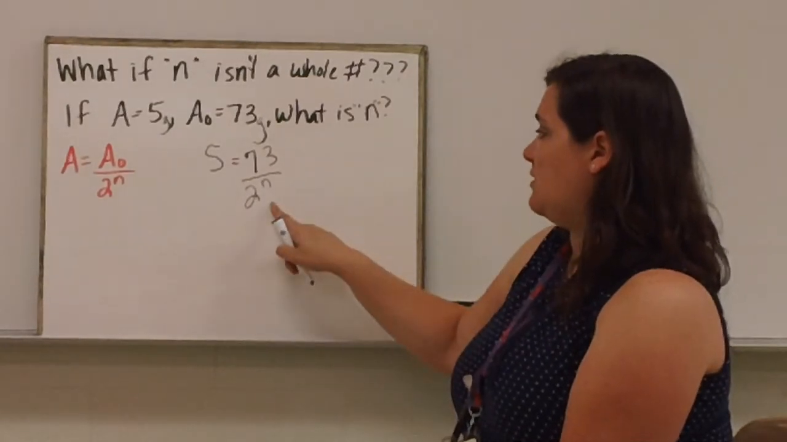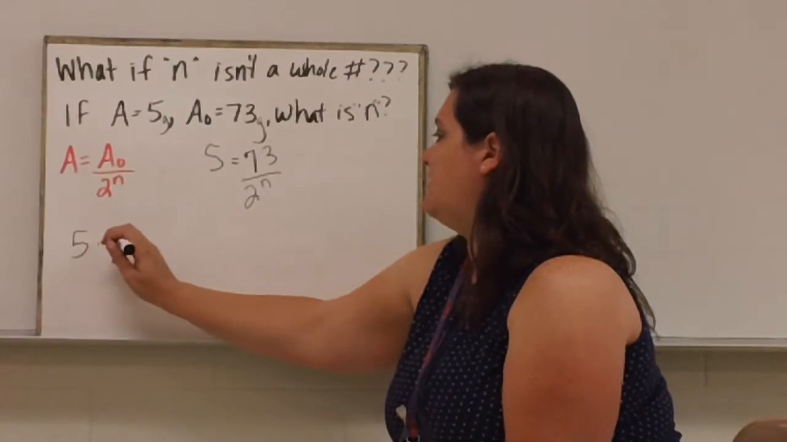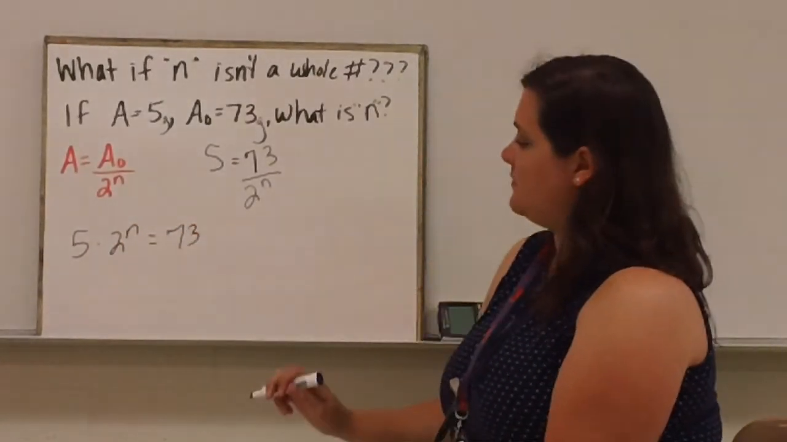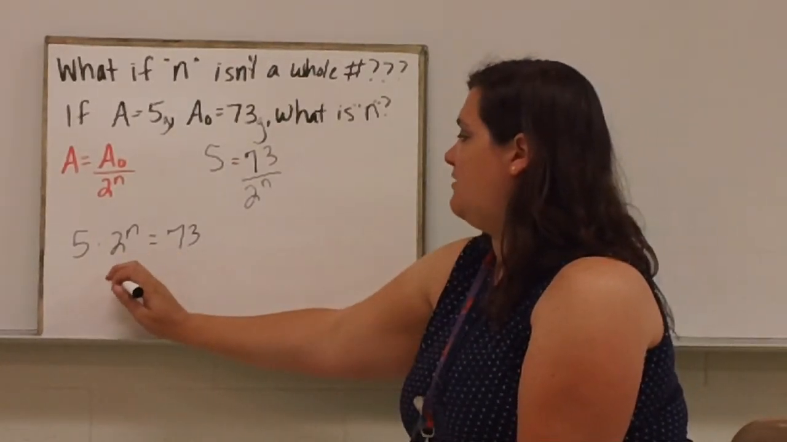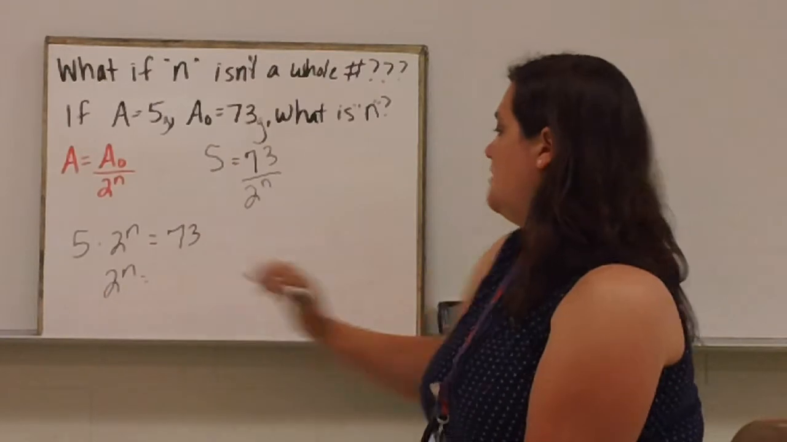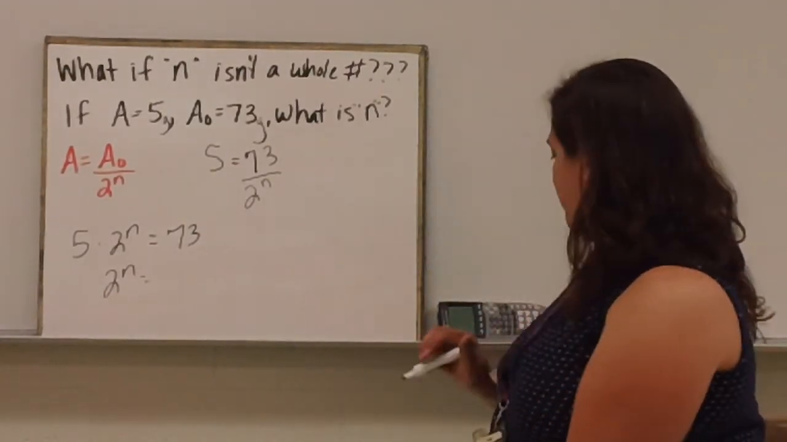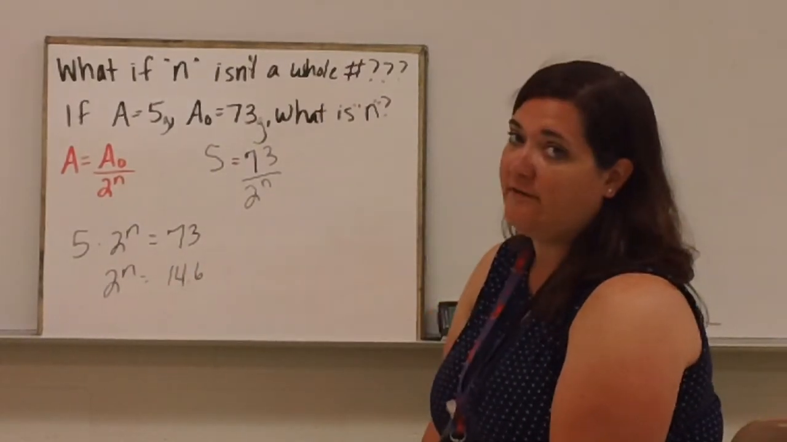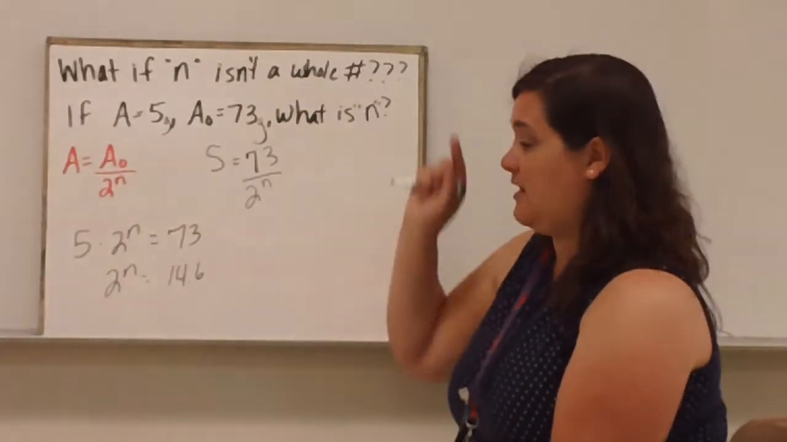So again, we always want to get our variable out of the denominator. So we would have 5 times 2 to the n is equal to 73. So I'm going to move 5 away by dividing by 5. So we get 2 to the n equals 73 divided by 5 is 14.6. Now, how do we solve for n? How do we get n, our variable, out of the exponent?